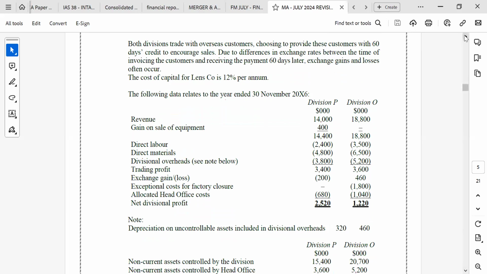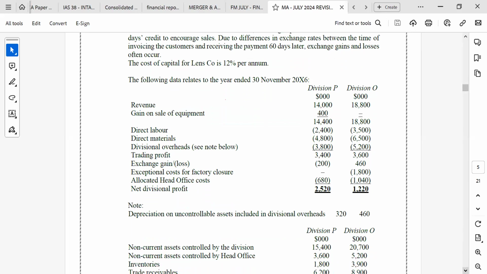Items, we have revenue, gain on sale of equipment. Leave that one, let's come.